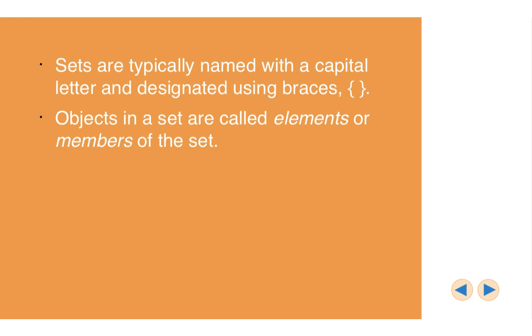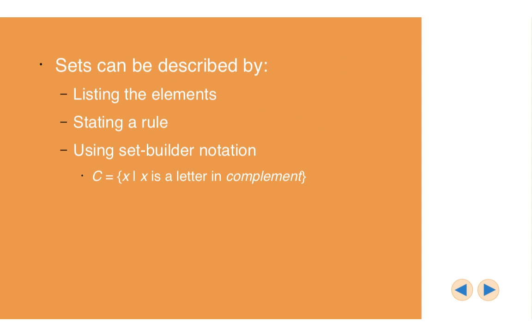Sets are typically named with a capital letter and designated using braces. Objects in a set are called elements, or members of the set. Sets can be described by listing the elements, stating the rule, or using the set builder notation, which is written here.